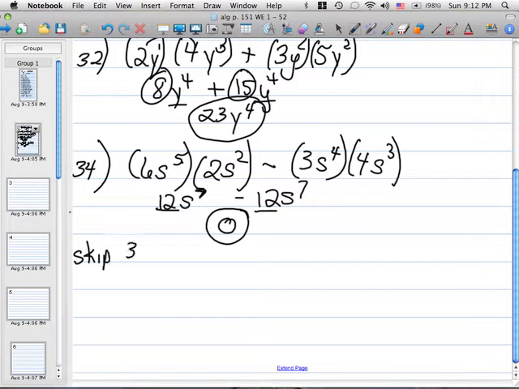Skip the geometry problems 35 through 40. We're not going to do that. We're going to start down with 41 through 52.